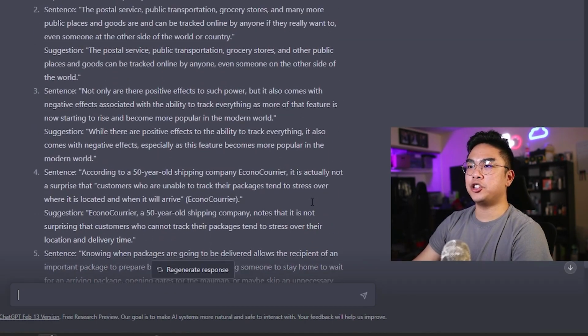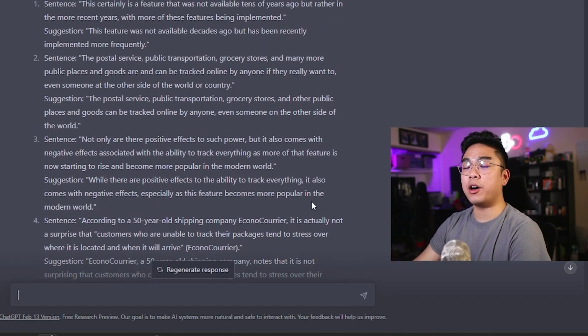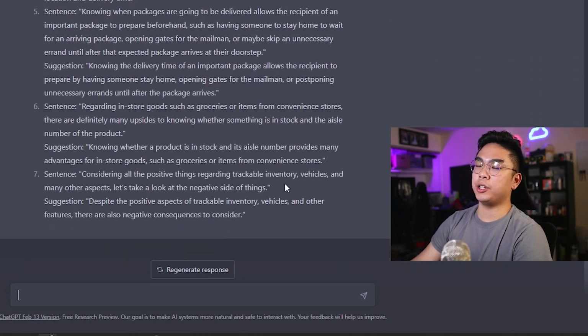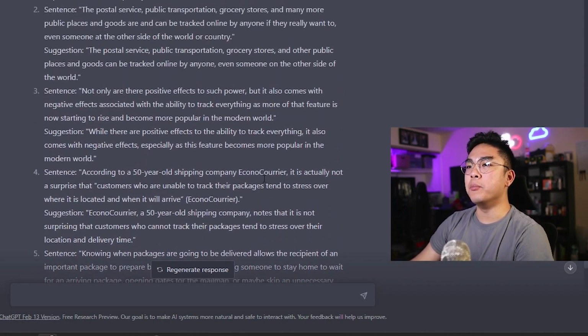All right, so you can see here that ChatGPT came up with a lot of sentence suggestions, and I'm pretty sure it could go on and on. It's giving me different alternatives to the sentences that I wrote here. So with these ChatGPT tools in mind in terms of writing your essay, there's no doubt that ChatGPT could help you speed up your essay writing process.